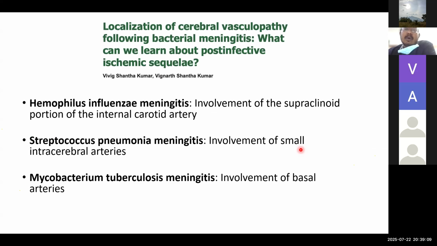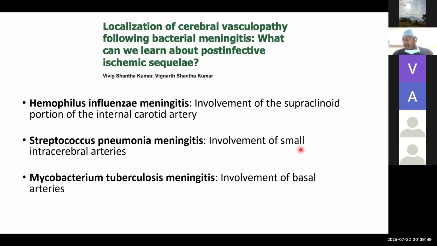So now we go to acute bacterial meningitis. We often see that in bacterial meningitis there is an increase in velocities. The reason is that in meningitis there are basal exudates, and to my surprise, when I was looking at the literature, different organisms have different predispositions for exudates at different parts of the intracranial vasculature. Haemophilus influenzae, they say, involves the supraclinoid portion of the internal carotid artery. Streptococcus pneumoniae involves small intracerebral arteries. And Mycobacterium involves the basilar arteries.